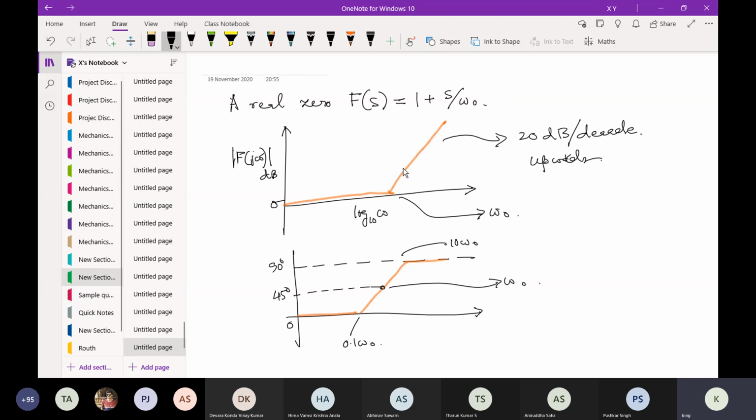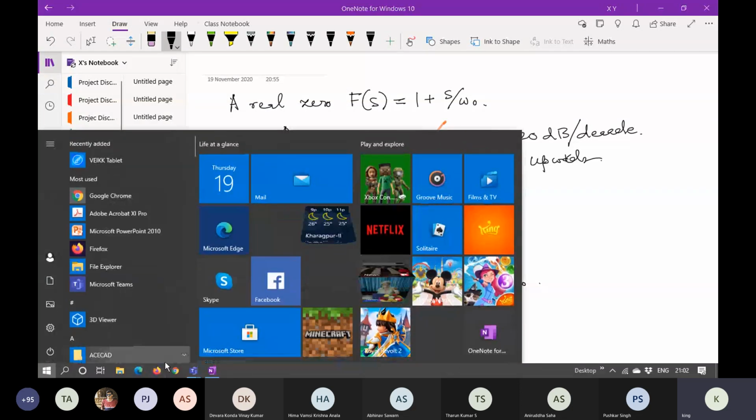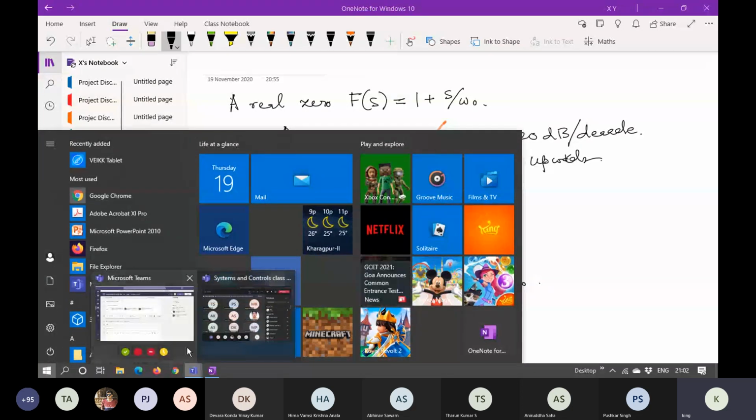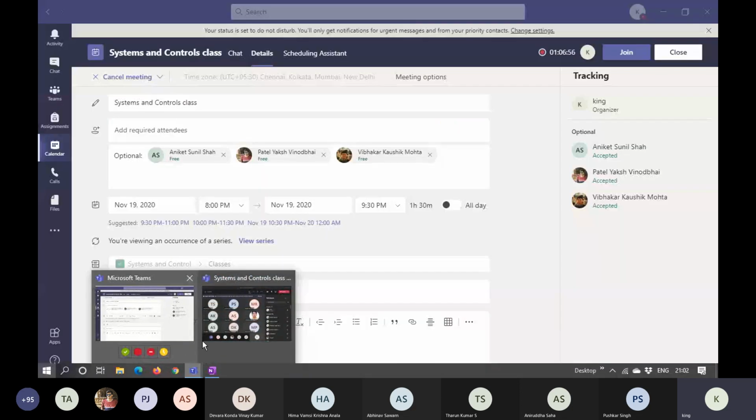So I'll take a break for 5 minutes, and then we will rejoin again, where we'll deal with this other part, that is how to deal with quadratic factors, before concluding this lecture.